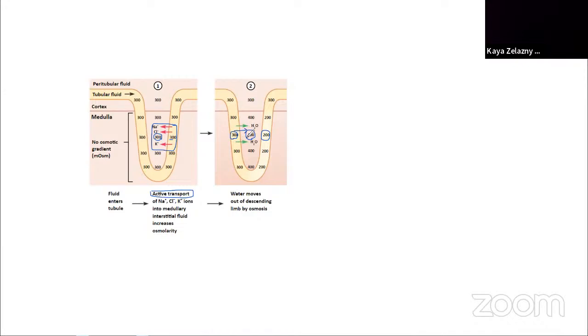And this is happening only in the descending limb, so only in this limb that's going down, because that's the only one that has membranes that are permeable to water. Usually when we talk about cells in basic biology, right, we just kind of assume that they are permeable to water, but that's not actually always true. So water can't actually pass every single membrane. So it can pass the descending limb, but not the ascending limb.